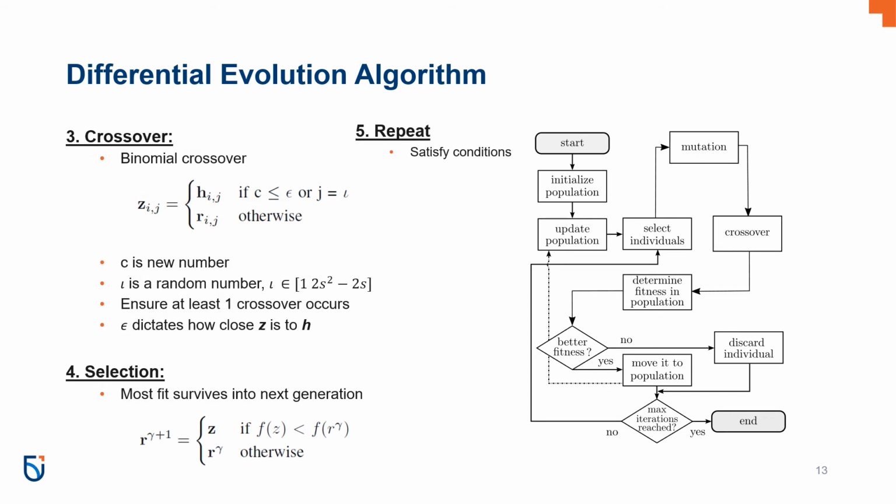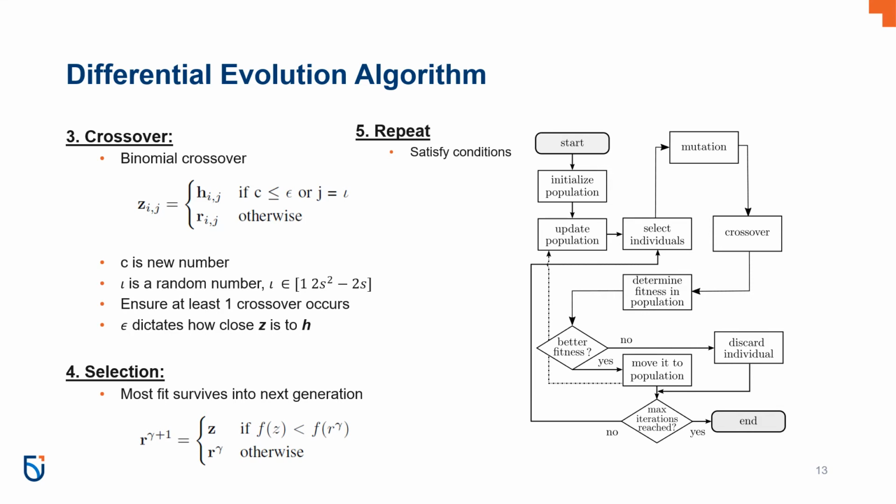Once the mutant vector is generated, we move on to the crossover stage. We are using binomial crossover for our crossover process. How it works is we generate a crossover vector that may or may not take on the shape of the mutant vector, and that depends on a random number C and the epsilon value, which is the crossover factor.